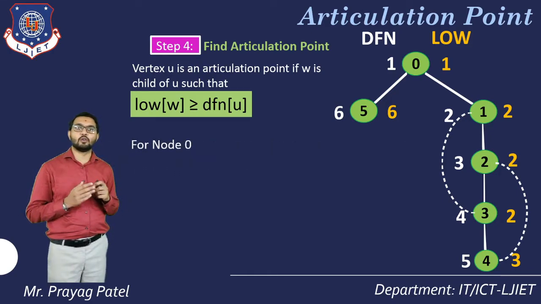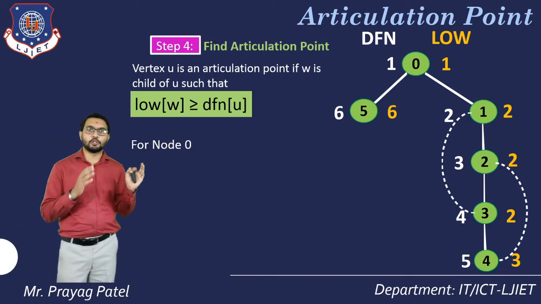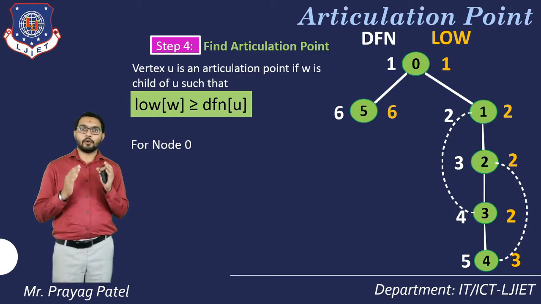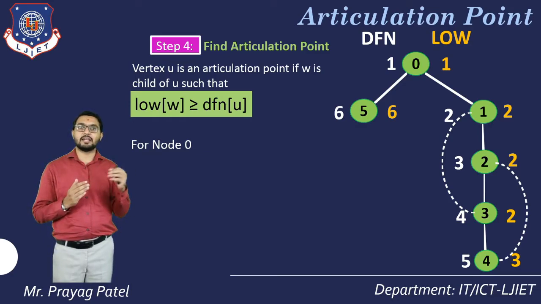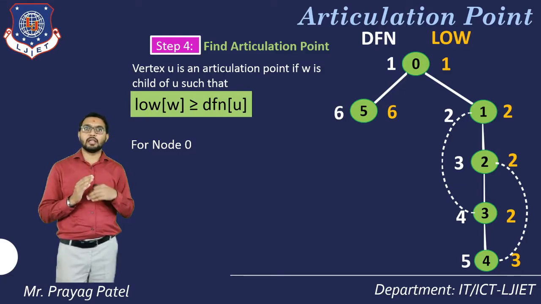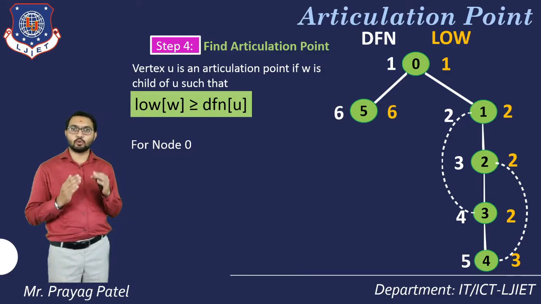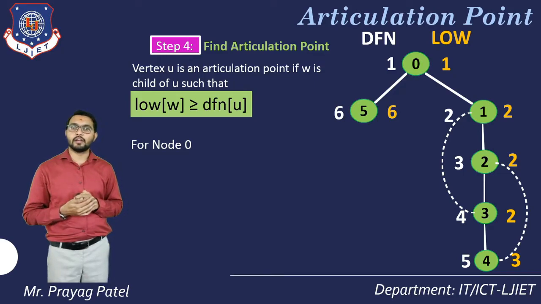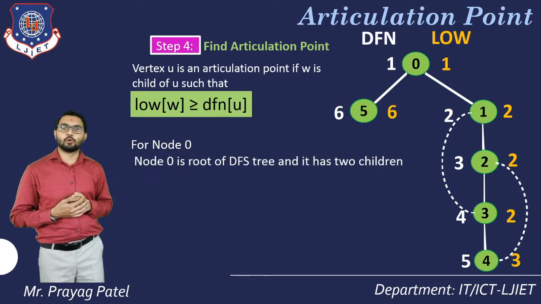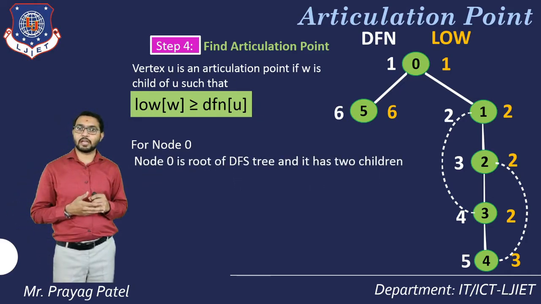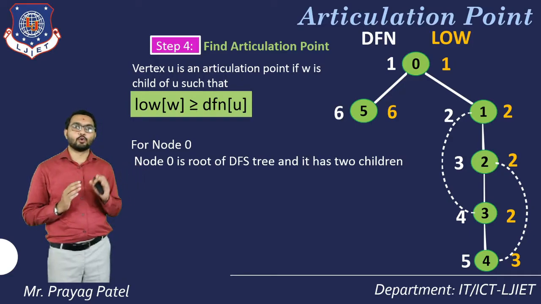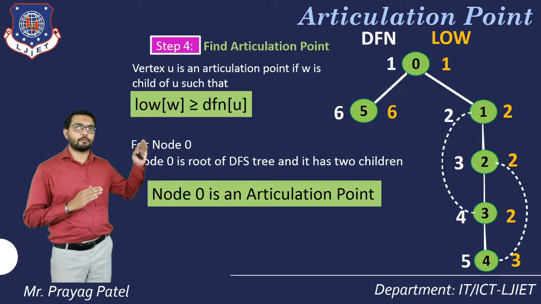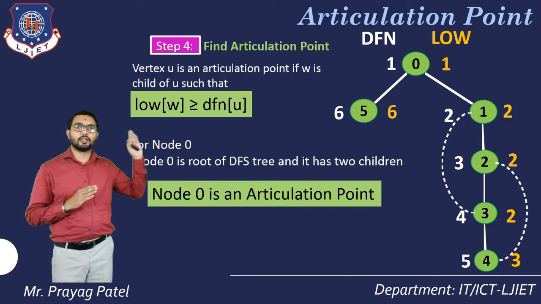First we consider node number 0. Node number 0 is the root node. For the root node, one condition is that if the root node has more than one child, meaning two or more children, then this node is an articulation point. Node number 0 is the root node of the DFS tree and it has two children. So node number 0 is an articulation point. Your first articulation point is node number 0.